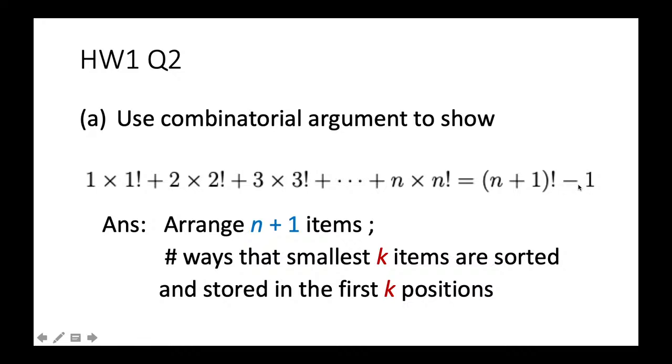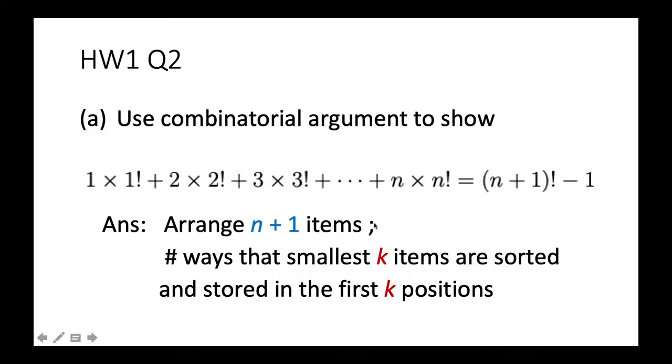So n plus 1 factorial minus the case that we miss will be equal to something on the left hand side. Now for this part, as long as you can make up a story rather than prove it using some kind of induction technique, it will be fine. Otherwise, if you are not showing a story, then it is not a combinatorial proof.